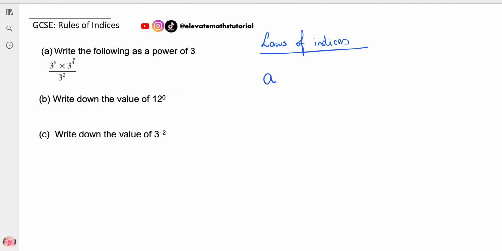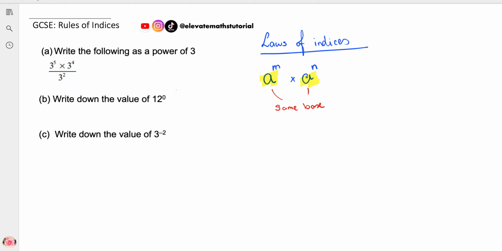The way you identify it, if I have, for example, here we have 3 to the power of 5 times 3 to the power of 4. So if I have an example of a number a to the power of m times a to the power of n, what we call these are the base. Whenever the bases are the same, we have a set of rules of indices that we can apply. Okay, so this is the same base. That means we have a set of rules.